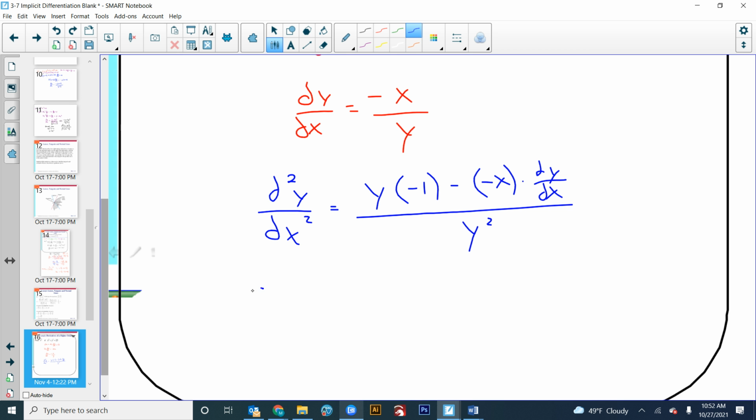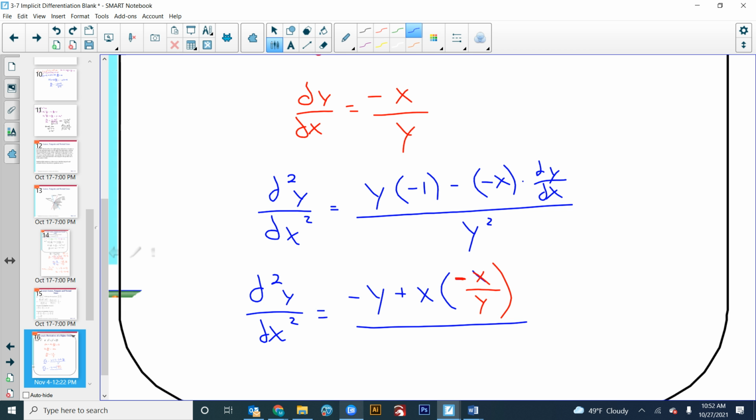Ooh, getting spicy. I appreciate that reaction. The plot thickens. Let's go ahead and clean it up as we go. Negative y plus x times, this one even gets a different color change, negative x over y. Some flair.